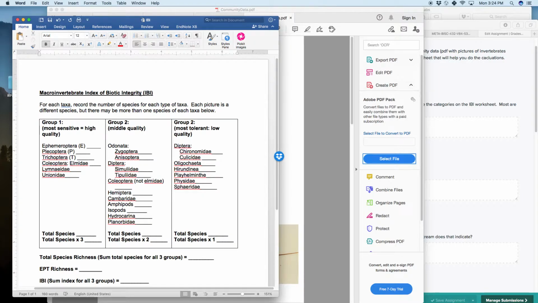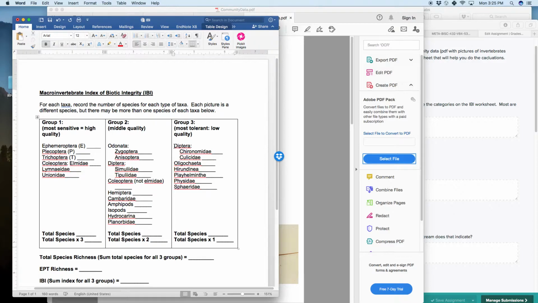So they break all the macroinvertebrates into 3 different groups. Group 1 is the most sensitive, meaning that they need really pristine water quality, high quality streams. The middle quality group means that they can't handle really poor water quality, but they're relatively tolerant of some things. This says group 2. Group 3 is the most tolerant. I'll fix that on the one that you guys get. Group 3 is the most tolerant. Basically, they can live in very disturbed waters and do fine.